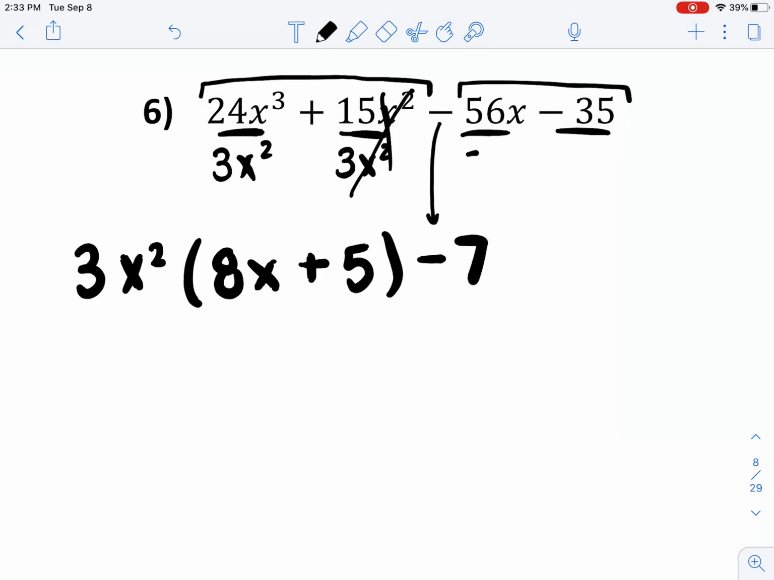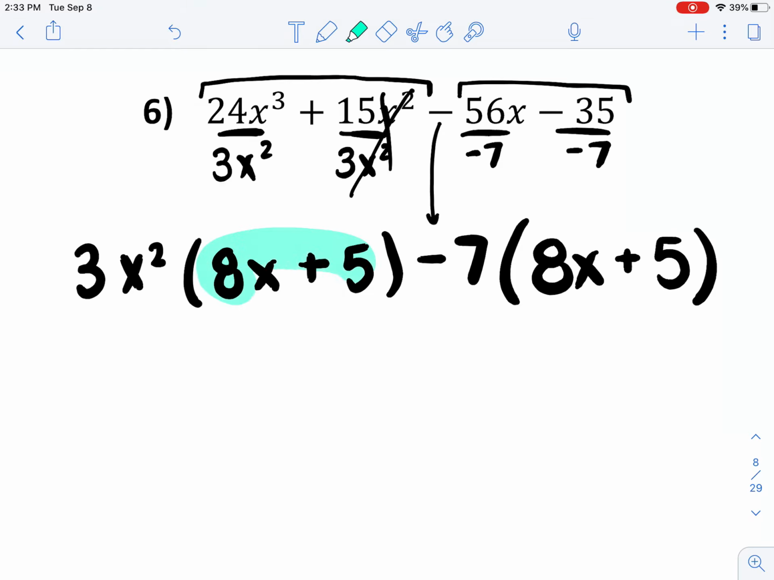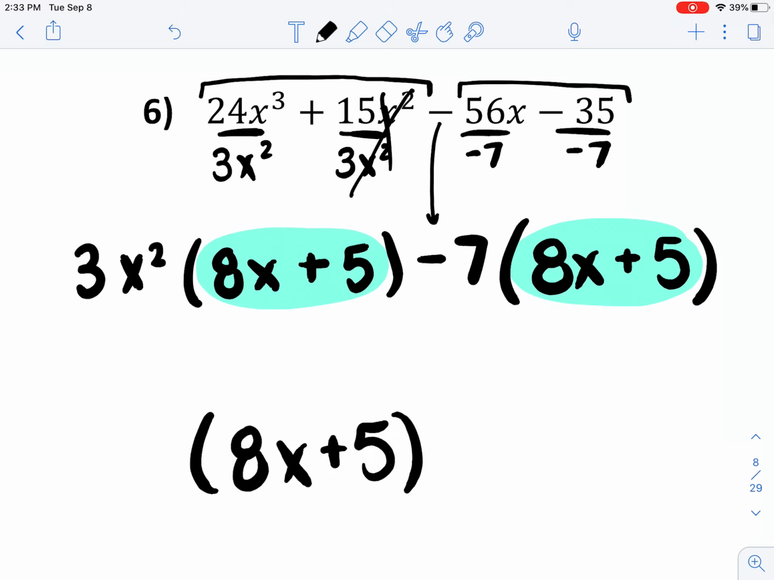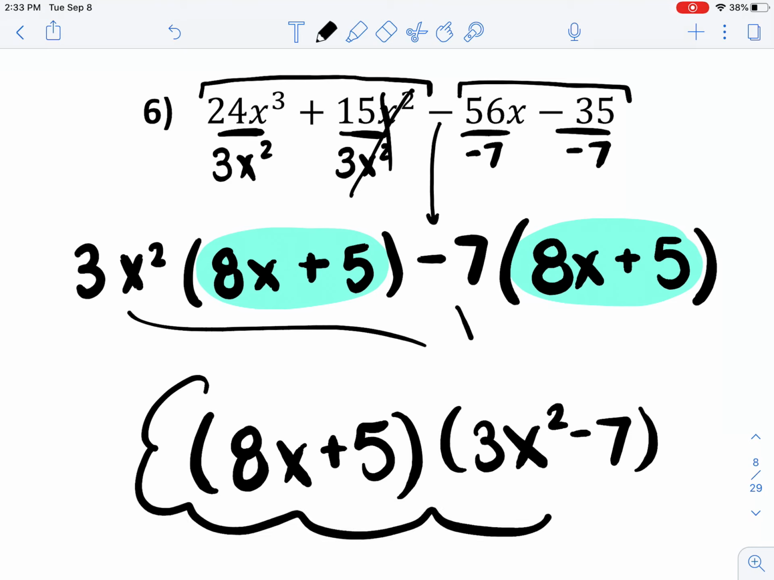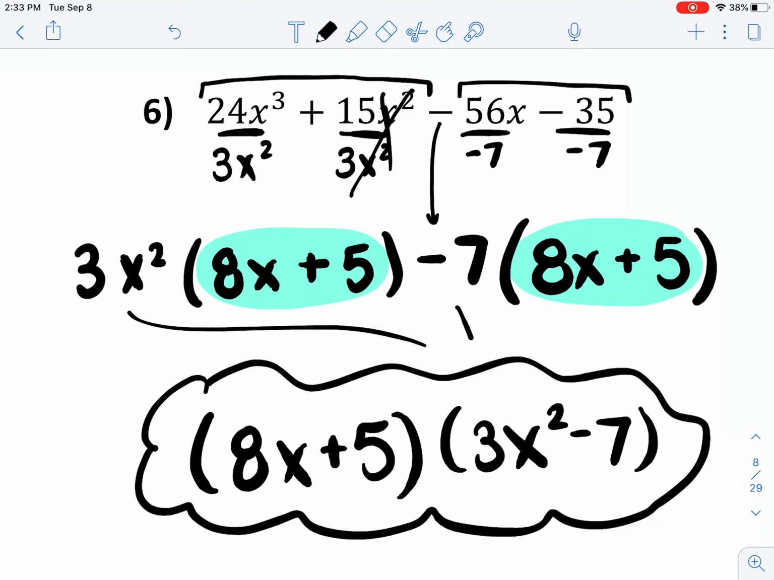So I'm going to divide my second group by the negative 7. Negative 56x divided by negative 7 is a positive 8x. And negative 35 divided by negative 7 is positive 5. And look at that. Again, they match. If these don't match, you've done something terribly wrong. So I pull that out, 8x plus 5. And I take my leftovers, the 3x squared minus 7, and those go in the other parentheses. That's your answer.